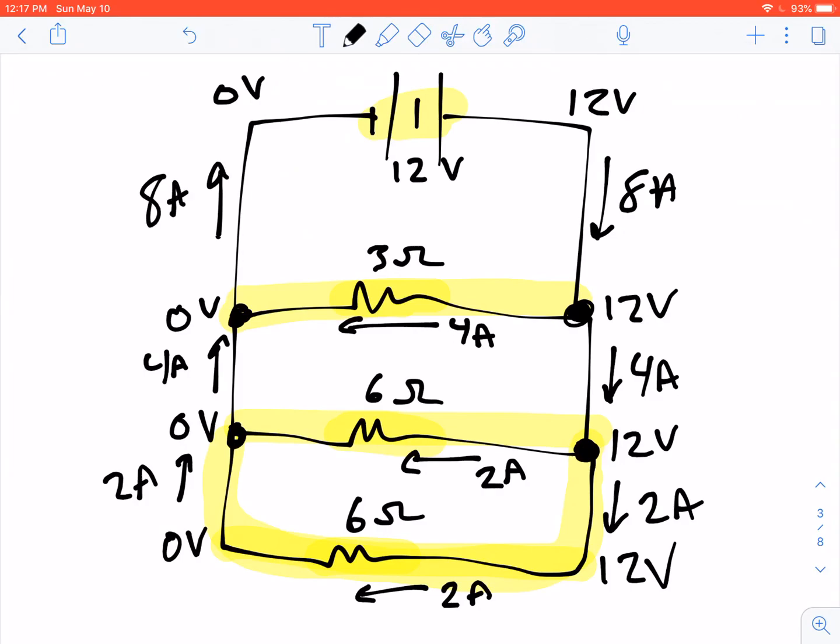So we can see that in this circuit, we have a total of 8 amps coming out of the battery. And then it splits off. First 4 amps goes to the one side, and then 2 amps goes to the next one, and then 2 amps goes to the next one, and so on.